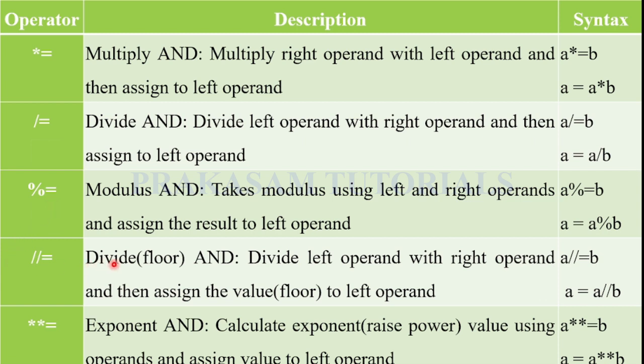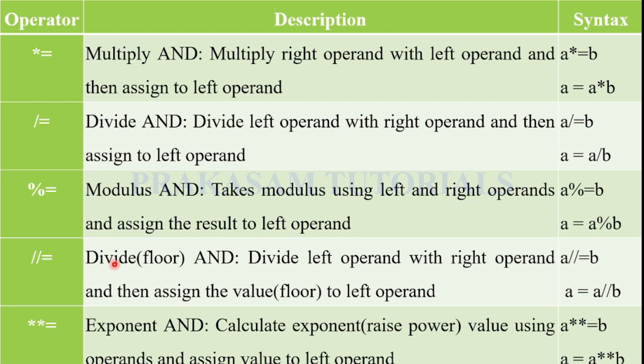And floor division end, which is used to divide the left operand by the right operand and then assign the value to the left operand. Float division returns the float value of the quotient, and floor division returns the integer quotient value. Star star equal, that is exponent end, is used to calculate the exponent value using operands and assign the value to the operand. So these are the different types of assignment operators in Python.